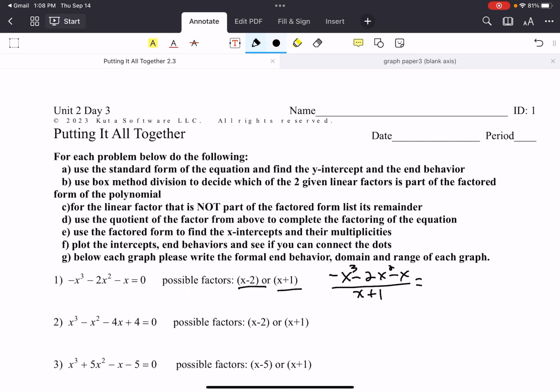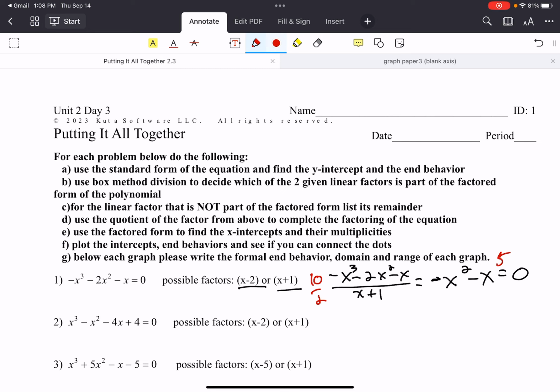Can I have somebody raise their hand and share with me the quotient that you got, Cassie? Negative x squared minus x. Negative x squared minus x. Is that what everybody else got? So think of this like a whole number division. That one was a factor. Like if this was like 10 over 2, right? It is 5, right? How are we doing, okay?